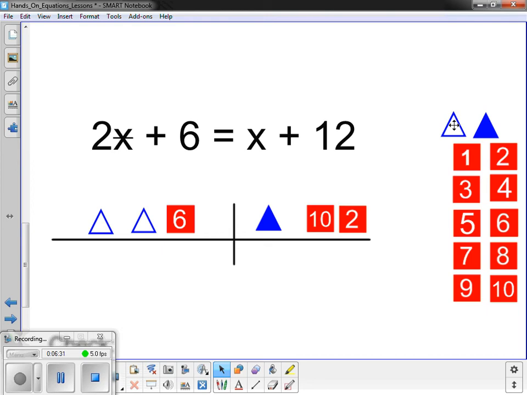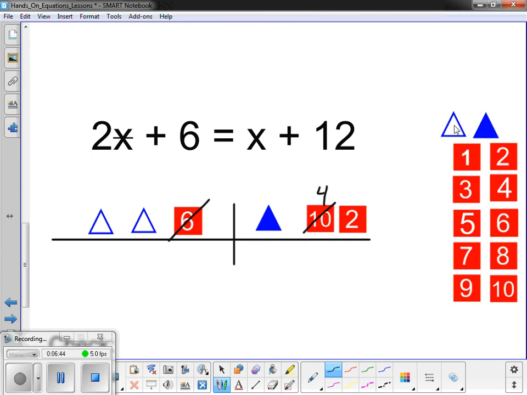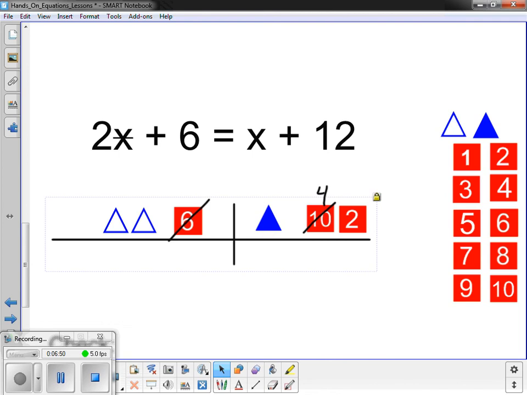Now I've got numbers on both sides. I've got stars and x's on both sides. So here's what I'm looking at. The 6 is the smaller number. So I want to take away 6 from this side, and I can take 6 away from the 10, leaving a 4. Okay, so now I've got 2 stars equaling x plus 6.